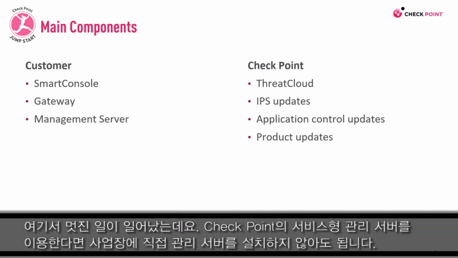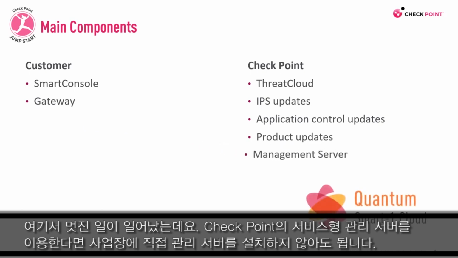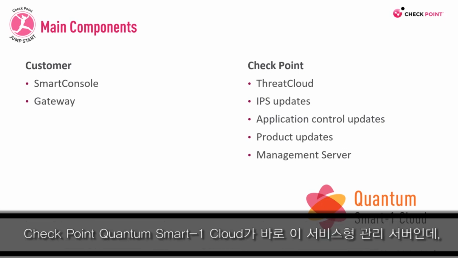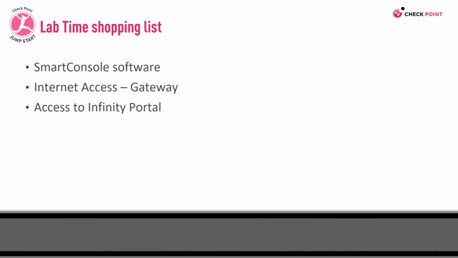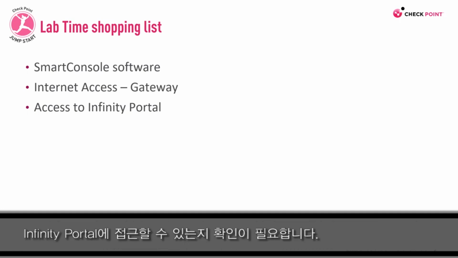So there's a fine line between what you have on site and what you obtain from Checkpoint as a service. Now, here's the cool thing. You can have the management server as a service from Checkpoint. So you don't need to install the management server on your site. You can just get it as a service from Checkpoint. Quantum SmartOne Cloud. If you want to do this yourself, you'll need to make sure that you have Smart Console software installed, that your gateway has internet access, and that you have access to the Infinity Portal.